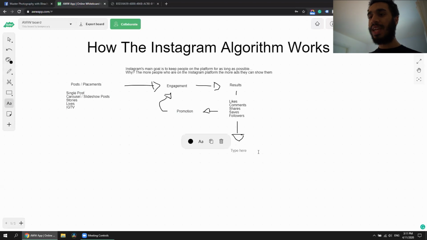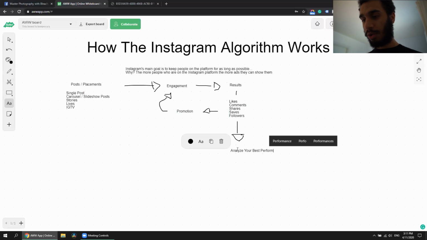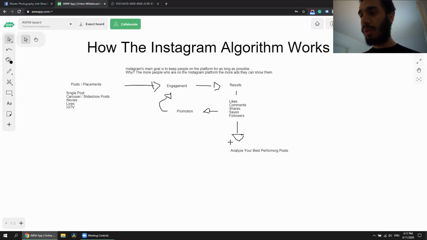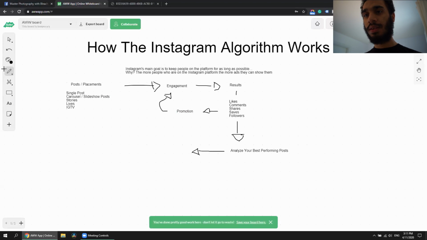So what you're going to want to do after you get the results from whatever post that you did, you got engagement, you got results, maybe you have some of these already, right? So what you're going to do is analyze your best performing posts. And then once you analyze your best performing posts, what you could actually do is create more content. And we're going to talk about how you can analyze your best performing posts in just a second. Create more content.